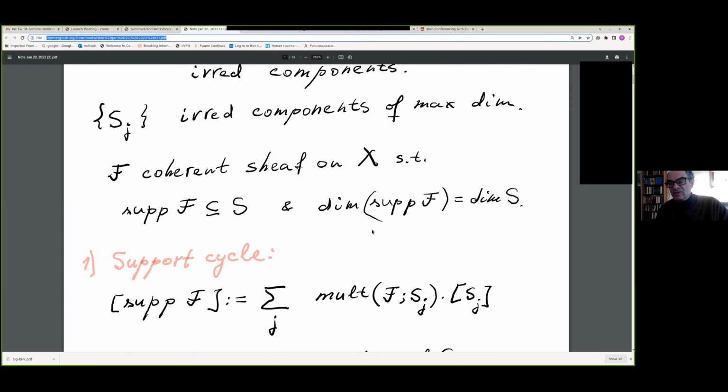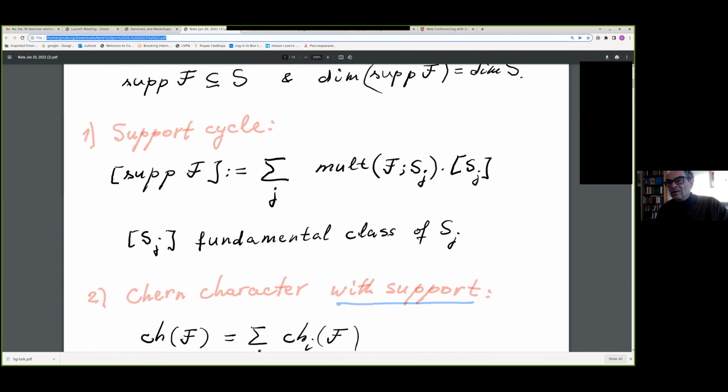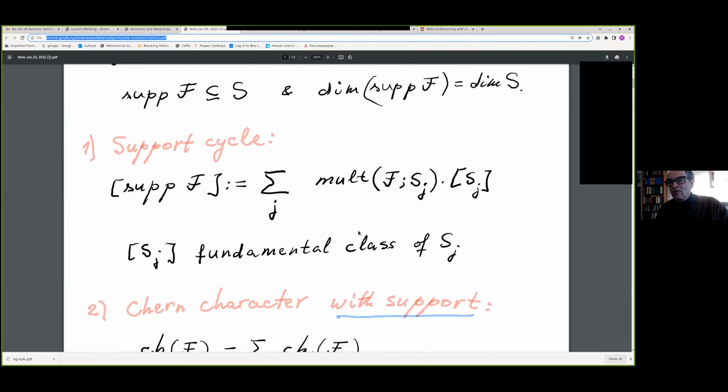And then associated with such a coherent sheaf, there are two types of invariants. One invariant is the support cycle. You just take all irreducible components of my closed set S of maximal dimension only. For each such component, one can assign an integer, the multiplicity of F at this component, in a standard way. Then you take a formal linear combination of these multiplicities times the fundamental class of the component. So this is one invariant.